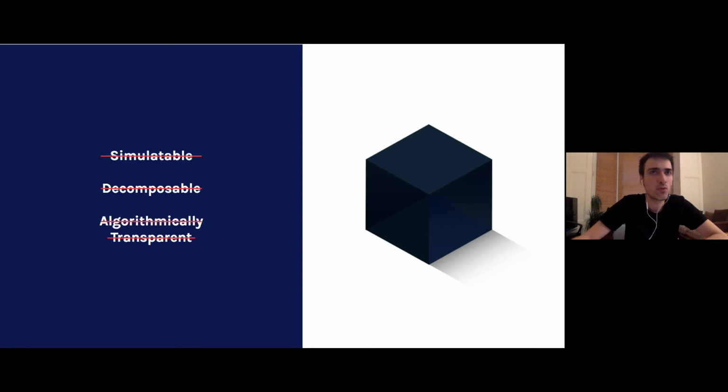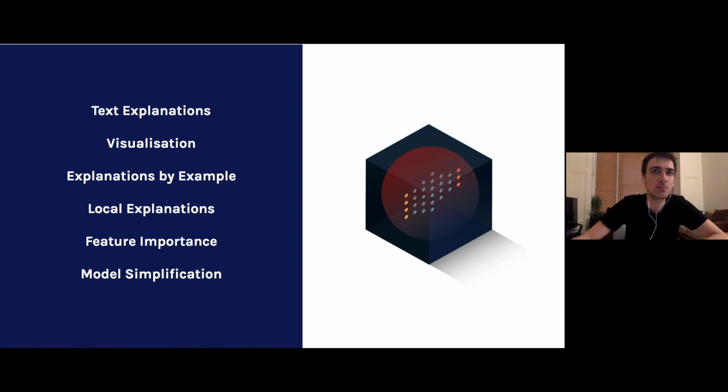Now, as we mentioned before, our black box models possess none of these three properties, so instead we have to use indirect methods to try and interpret what is going on within the model. Broadly speaking, there are 6 different approaches to this challenge, dubbed post hoc techniques, and these aim to cast a light on the inner workings of the black box models.